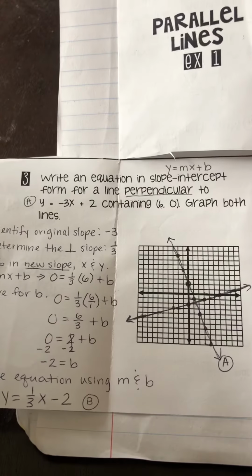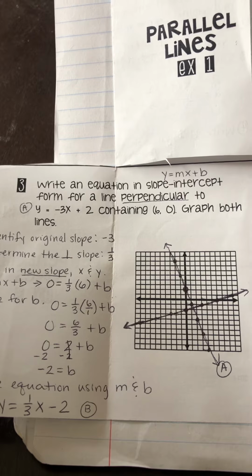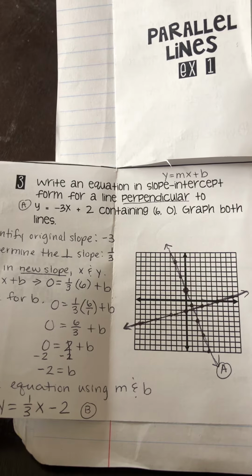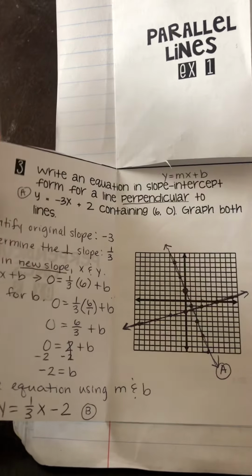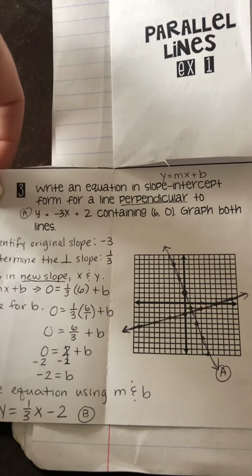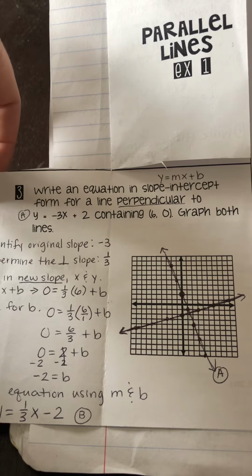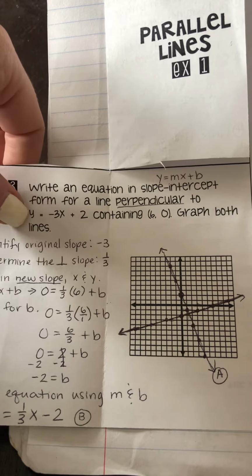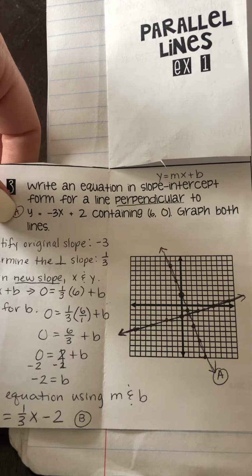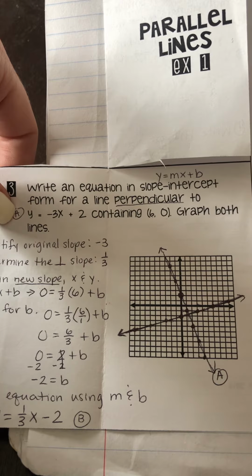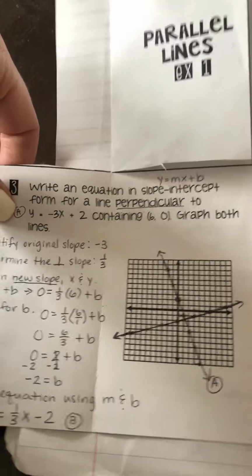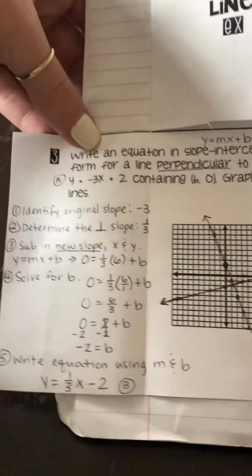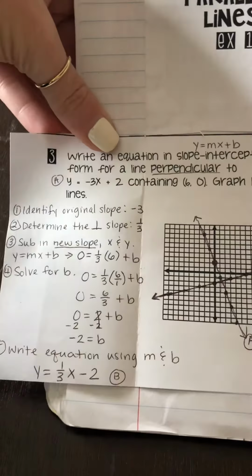So to write an equation in slope-intercept form, again, that's your y equals mx plus b, and we're looking for a line that's perpendicular. So remember, perpendicular means that it creates right angles when they intersect. And we're going to create a perpendicular line to y equals negative 3x plus 2 that contains the point (6, 0). All right. So our steps are pretty similar.